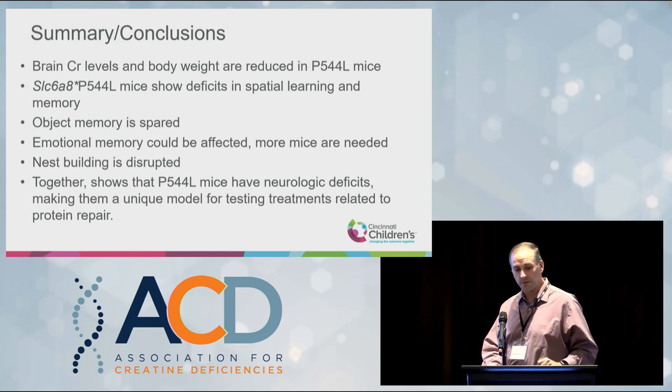Emotional memory looks like it's affected, but again, we need to up the mice. There's about 11 mice in each group of these. We like to get to 16. We should have that at the end of the summer, and we're hoping to have this paper published very soon. And then together it shows that these mice have neurologic deficits, and it makes them a good model for the treatment of CTD that may be related to protein repair or the chaperoning type of things that we learned about this morning.